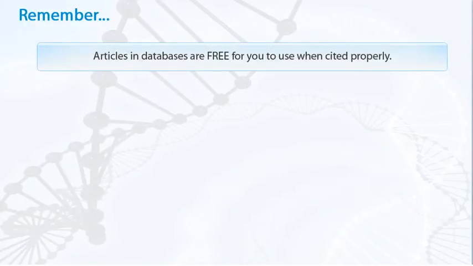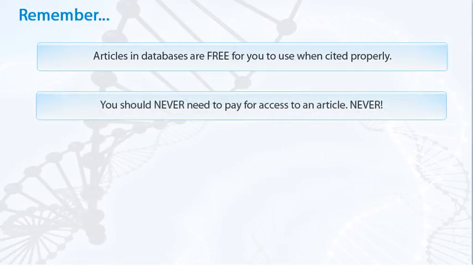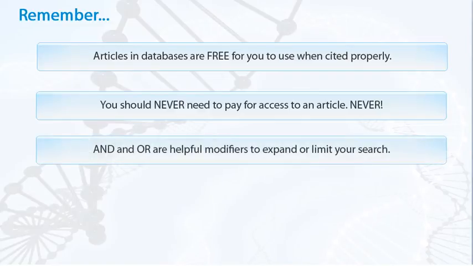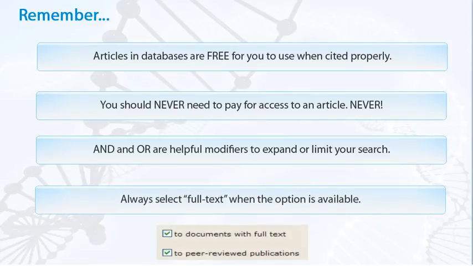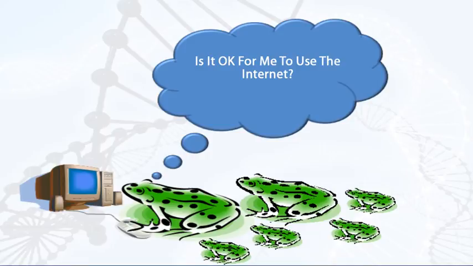Remember, articles in databases are free for you to use when cited properly. The library pays fees for you to be able to access these databases, so you don't have to pay yourself for any individual articles. You should never pay for access to an article. Never. AND and OR are helpful modifiers to expand or limit your search for an article. Remember to always select full text when the option is available, and also peer-reviewed articles. Is it okay for me to use the internet?